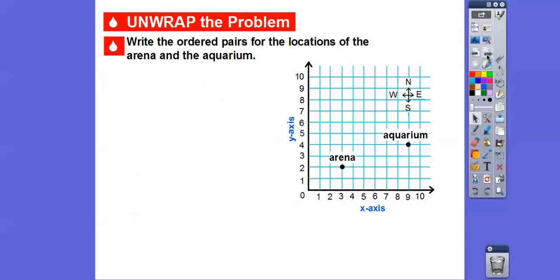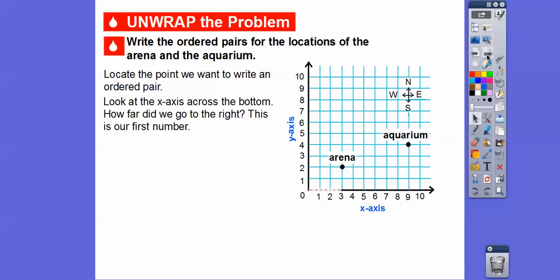Okay, so write an ordered pair for the locations of the arena and the aquarium. Let's first focus on the arena. Locate the point we want to write an ordered pair for. Look at the x-axis across the bottom. Notice I highlighted that in a dashed pink line. How far did we go to the right? We went 1, 2, 3 to the right. So that is our first number.